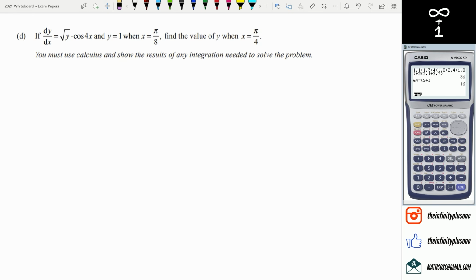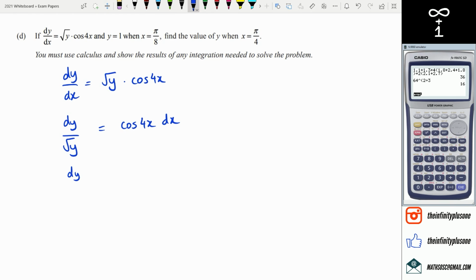So we've got dy/dx equals the square root of y times cos 4x. So I'm going to take dy over square root of y equals cos 4x dx. Now, the square root of y could be written as, well, I've got to do a couple of things, but y to the power of half equals cos 4x dx.